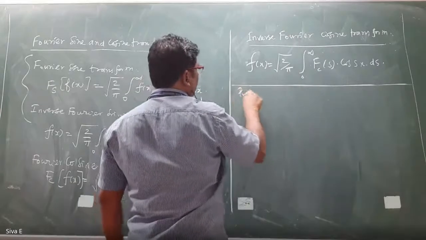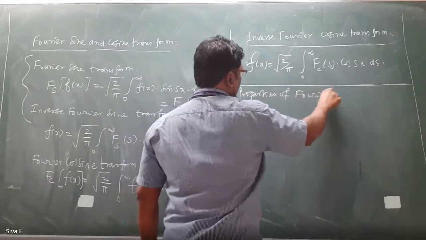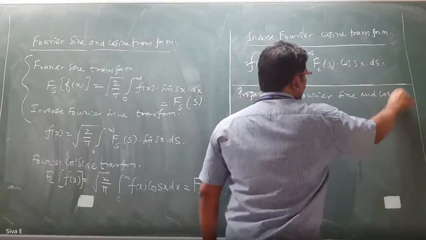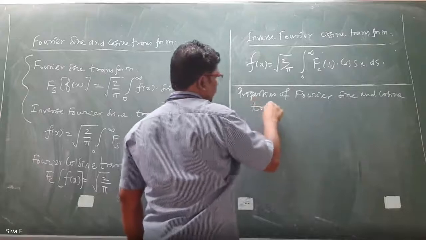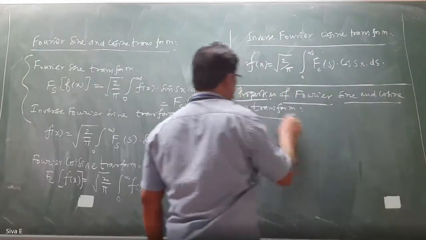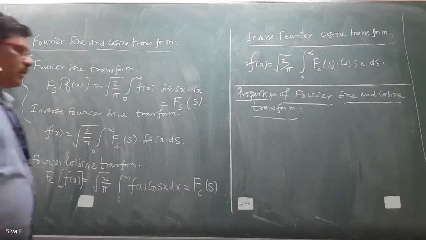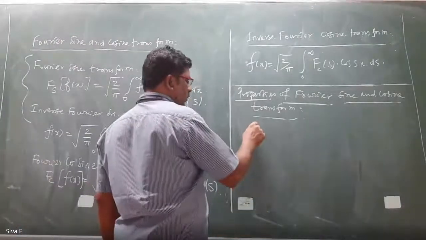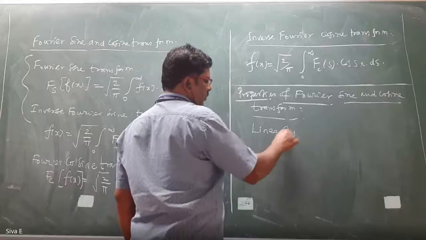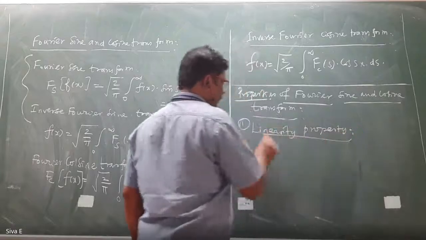Properties of Fourier sine and cosine transform. Properties of Fourier cosine and sine transform. Linearity property. Very simple property, this one.